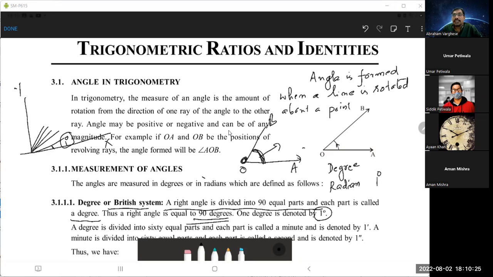Again, if you take the degree, suppose this is the 1 degree. This 1 degree is divided into 60 equal parts, and each is called a minute. So 1 degree will be equal to 60 minutes. Again, we take a minute. Suppose this is a 1 minute. This 1 minute is divided into 60 equal parts. Then each is called a second. So 1 minute equals 60 seconds.